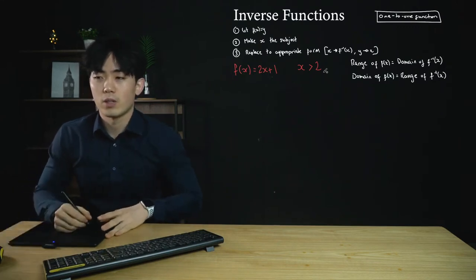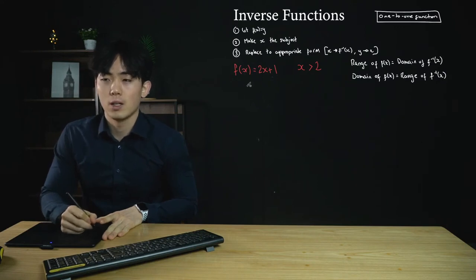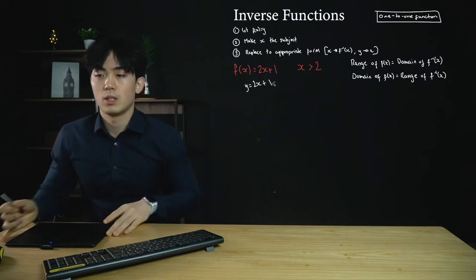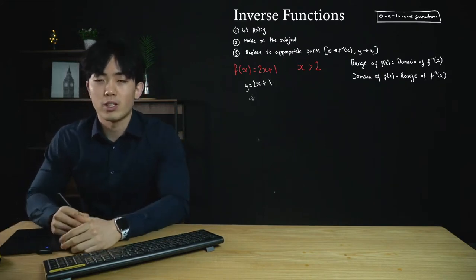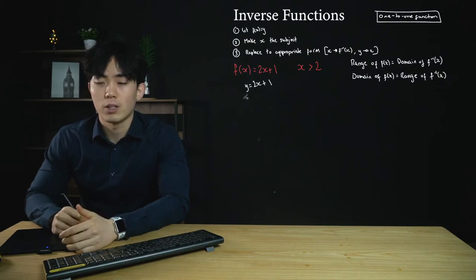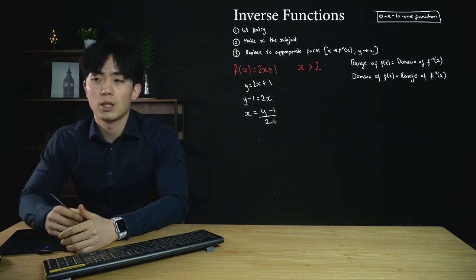So to find the inverse function, our first step is to let our f of x equal to y. So we'll say that y is equal to 2x plus 1. Now we have to make x the subject, so rearranging for x essentially. So we'll bring the 1 to the left hand side, so we have y minus 1 equal to 2x. And if we divide it by 2, then we'll be left with our x. So x will be equal to y minus 1 over 2, very simply like that.